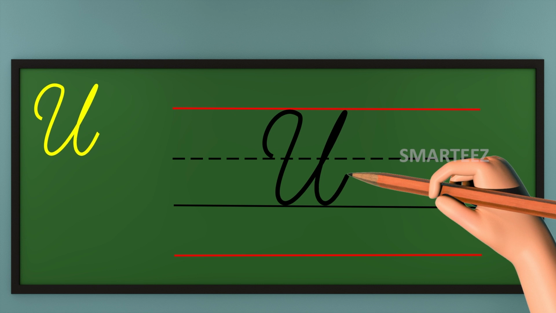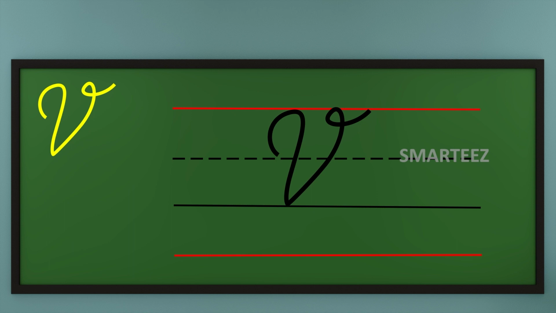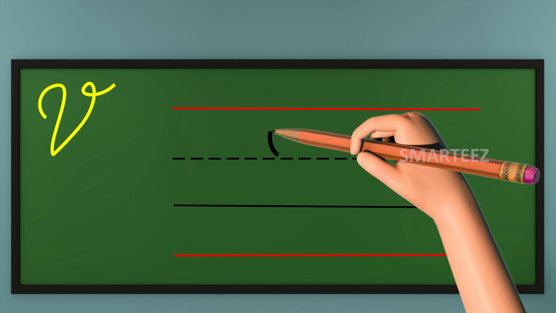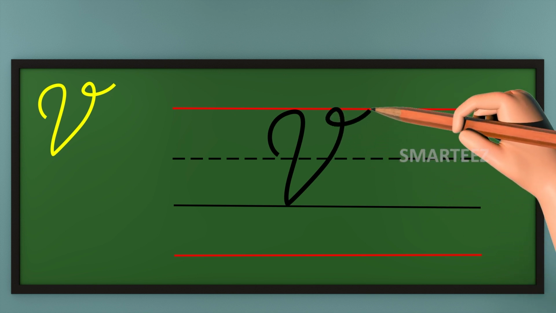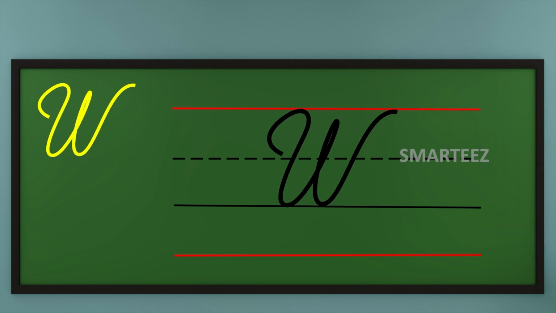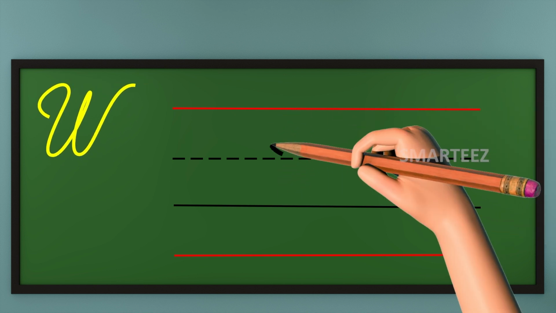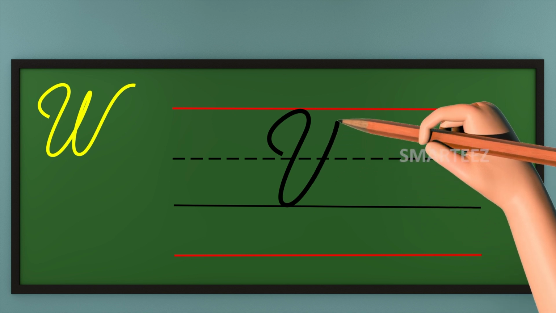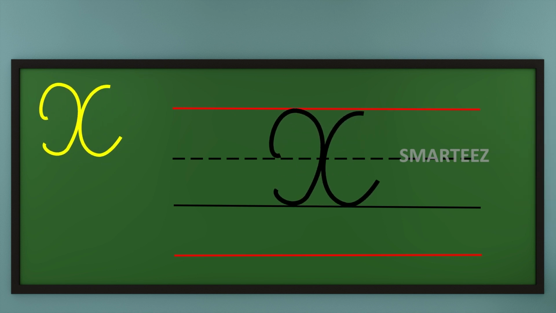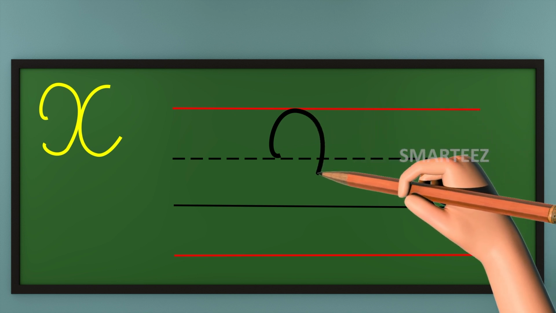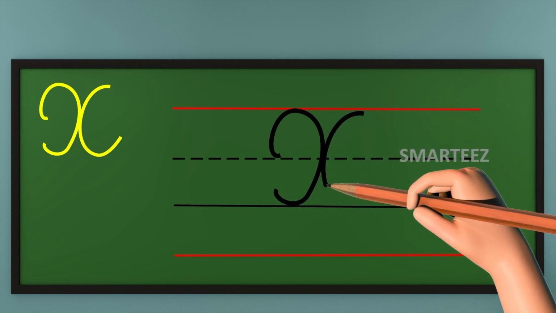Okay, the next character is V. You write V like this. Okay, the next character is W. You write W like this. Okay, the next character is X. You write X like this.